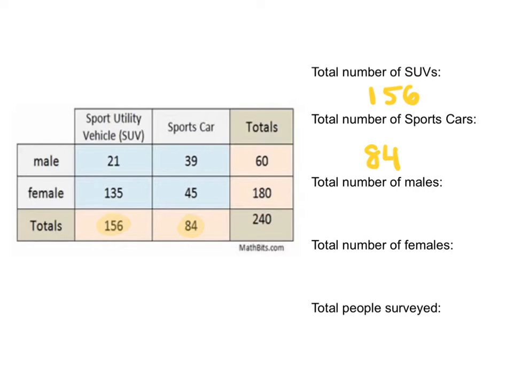For the total number of males, if I go to the males row and I go to the totals column, or add straight across, it gives me 60. So the total number of males is 60. For females, if I go to the row for females and go straight across, I have 180. So the total is 180. Lastly, the total of all of them is always this bottom right number, which in this case is 240. And that's the total for the entire table.